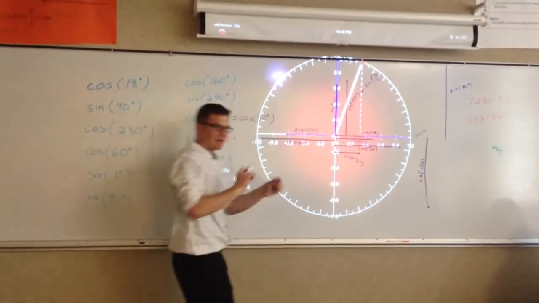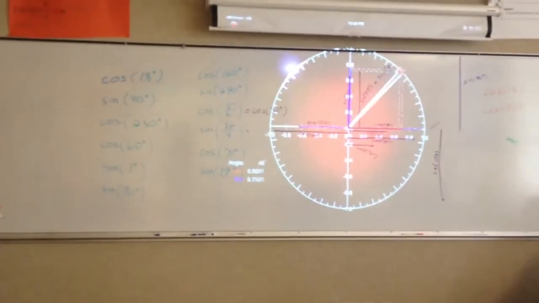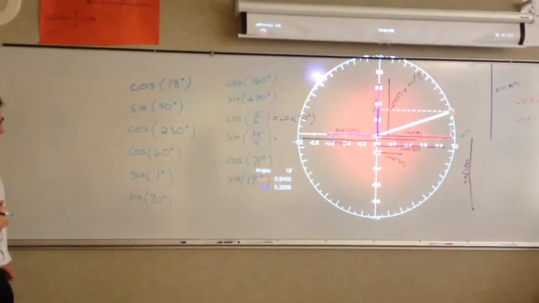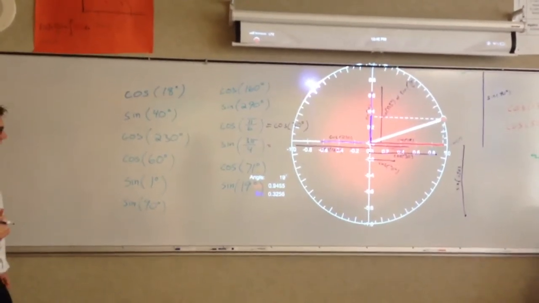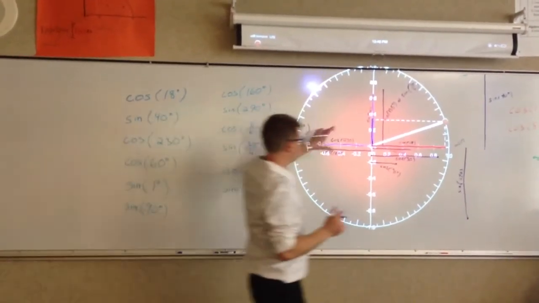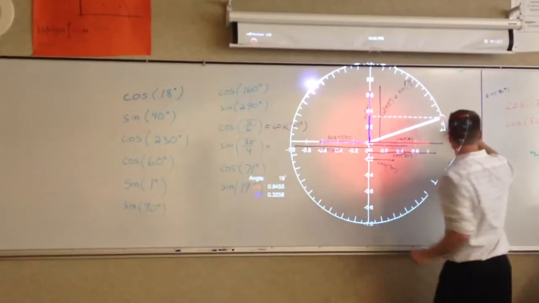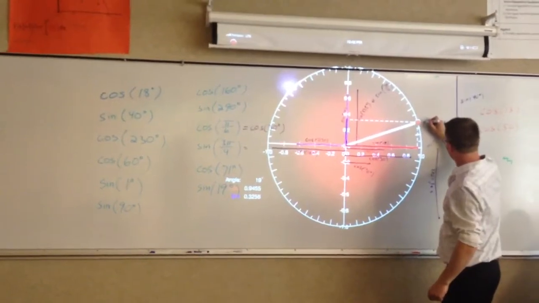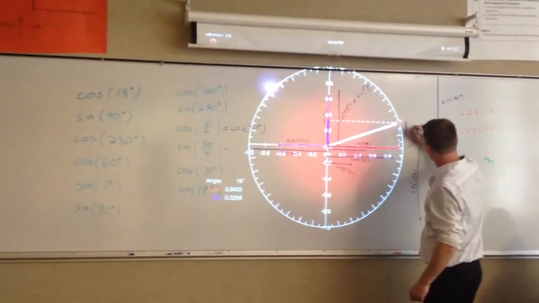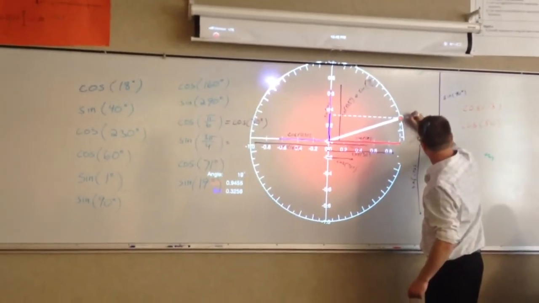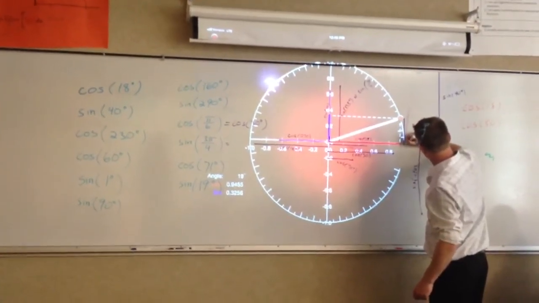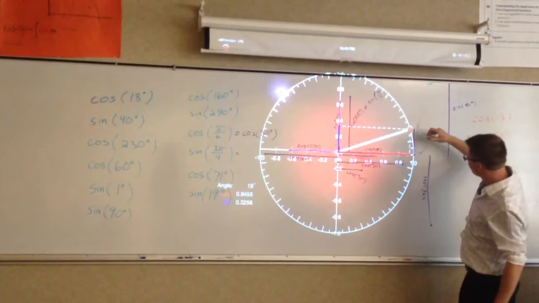So it's just lengths of lines. We've got one more to go. 19. We're looking at the x or the y at this 19 degree? Y, okay. So that's here. So we'll go from here. And that was sine of 19.